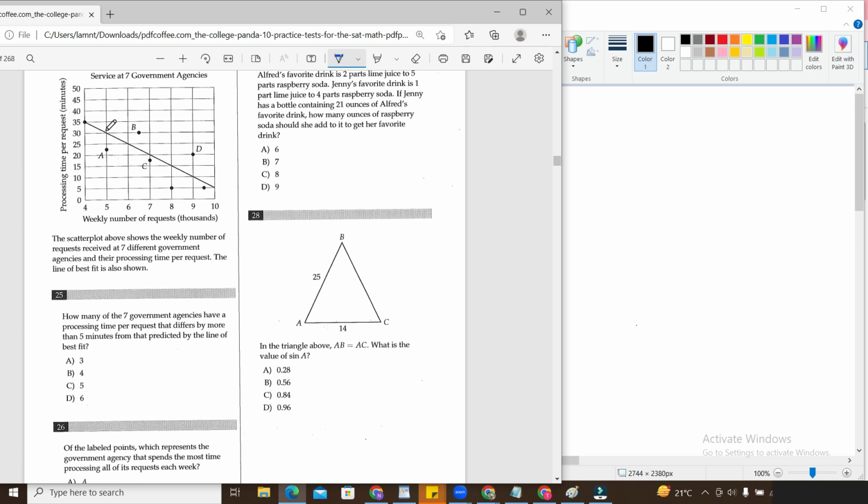Okay, so you can see A is more than 5 here. B here is also more than 5 because you can see the line predicts around 23, and actually B is 30, so B is more than 5. Okay, C is not more than 5. You can see it's within a width of the y-axis, so C is not. D is more than 5.